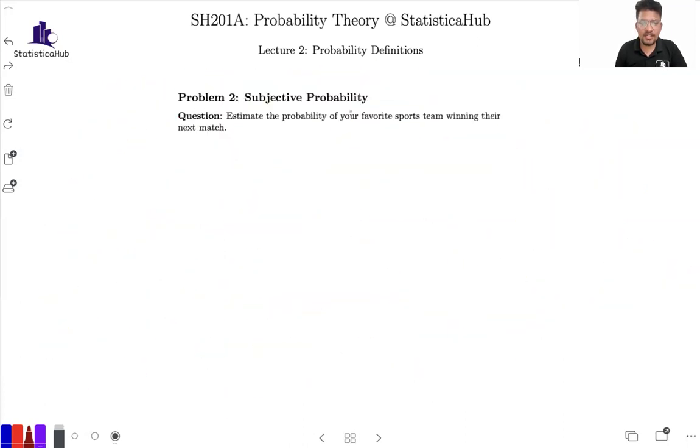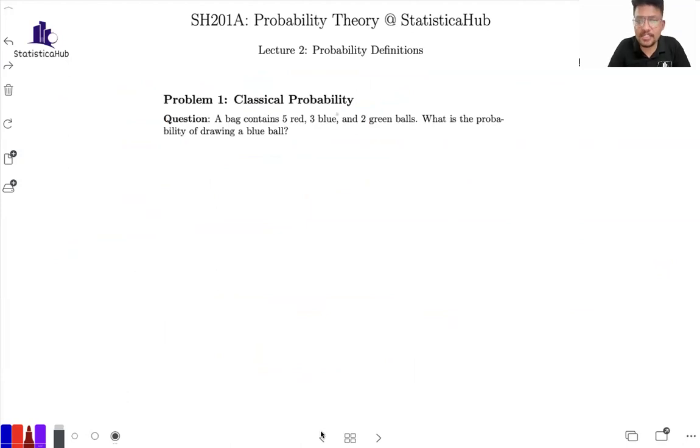Okay, moving ahead, we have some examples that you can consider, some problems. These are very basic problems. This is a problem based on the classical probability. We have a bag. In the bag, there are 5 red balls, 3 blue balls, and 2 green balls. Now, what is the probability that you are going to draw a blue ball?